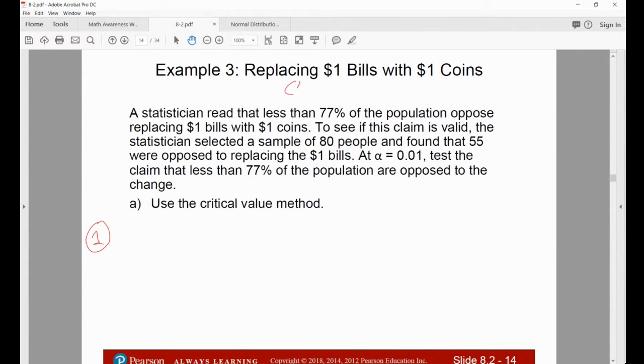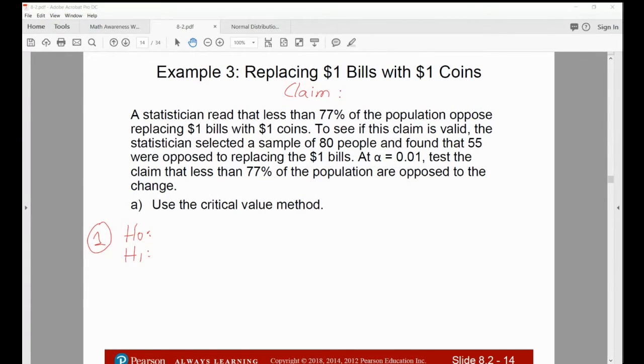So first you need to read the problem and identify the claim. You can write it in symbolic form using the equal, the not equal, the less than, or the greater than symbol. And once you write the claim, you can write the null hypothesis and the alternative.